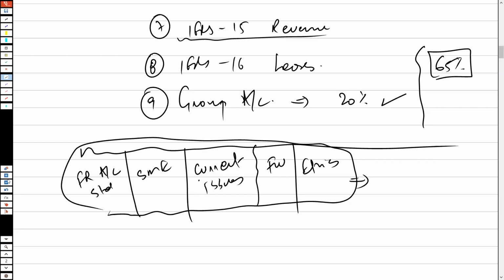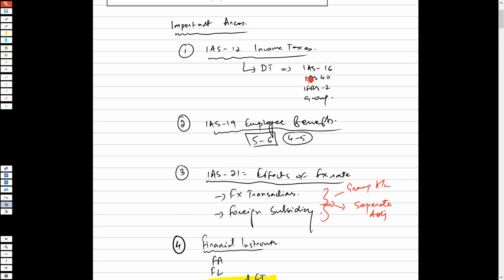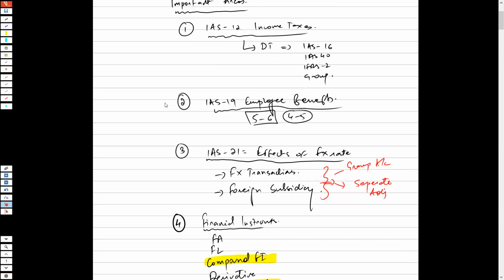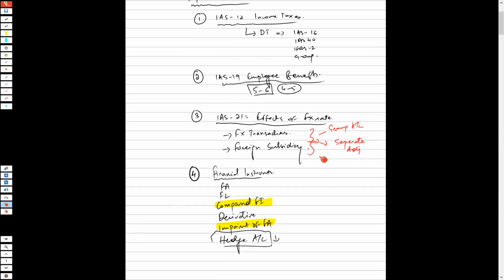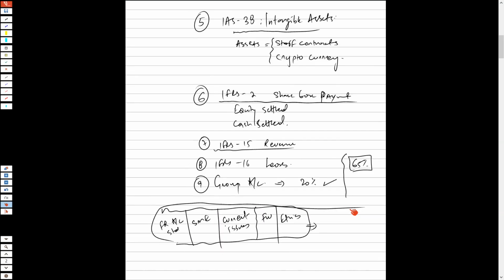I can just zoom out so that you could take the screenshot. I am zooming it out now, so you could take the screenshot. Now, this is the second screen, second page. Okay, now let's move a bit forward.